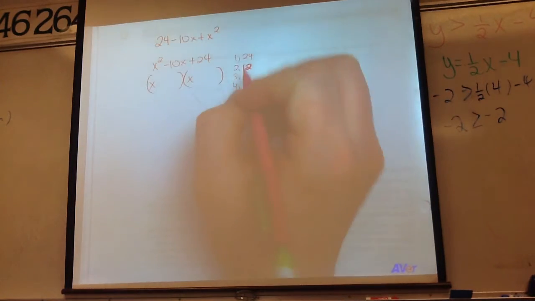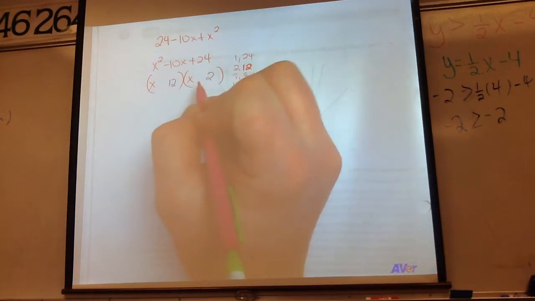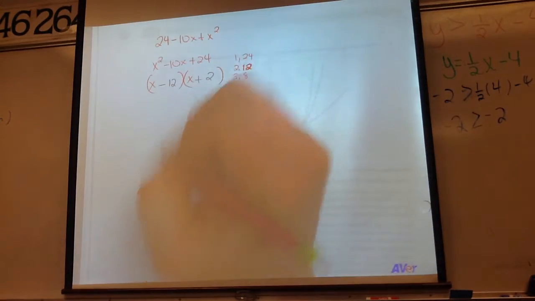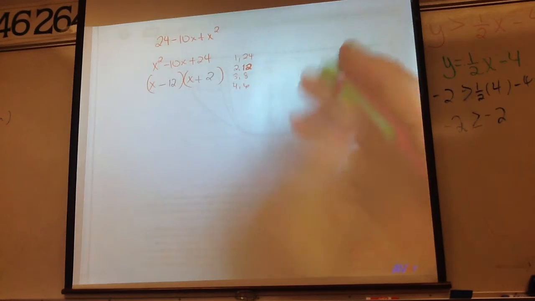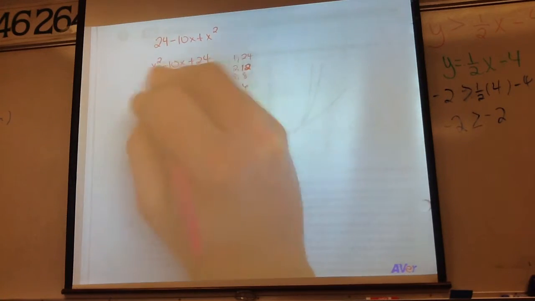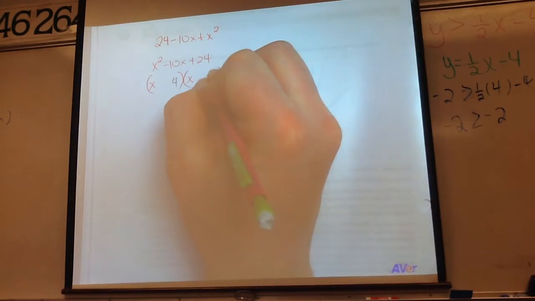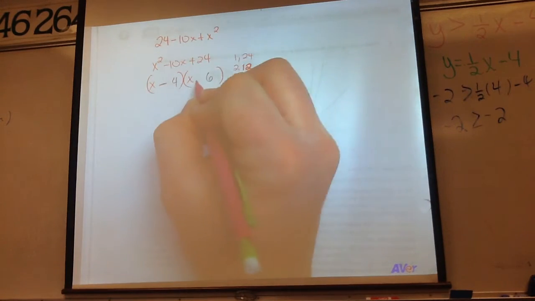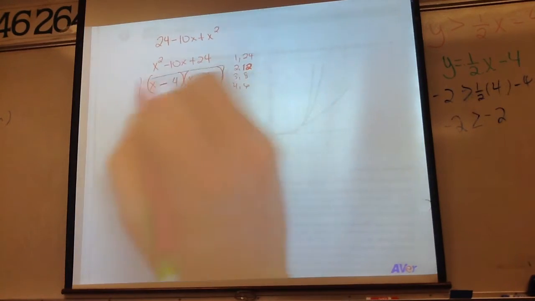If you do 12 and 2 though, what do you have to have? A positive and a negative. Negative 12 plus 2 gives you negative 10. But negative 12 times positive 2 doesn't give positive 24, so it doesn't work. And when it's just 1x squared, switching them doesn't do anything. So it's probably 4 and 6. Can I get negative 10 from those? Both negative. Negative 4 times negative 6 is positive 24, so it worked.